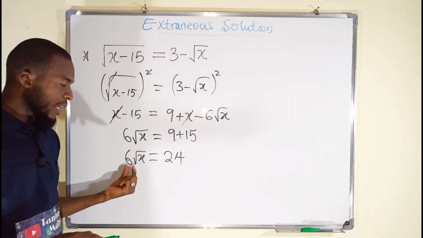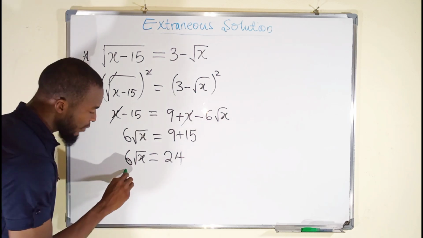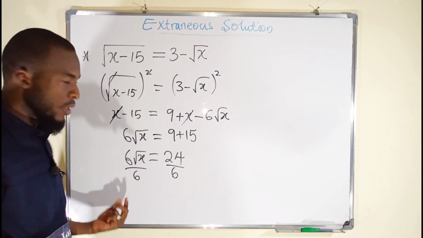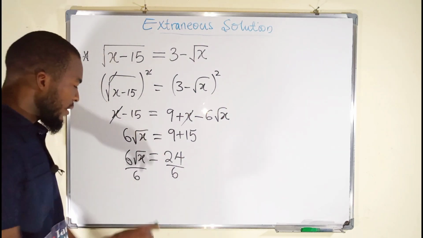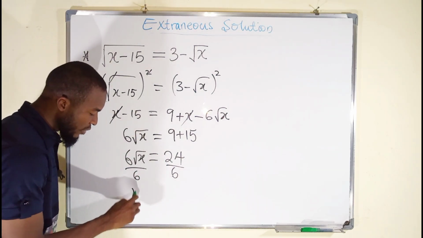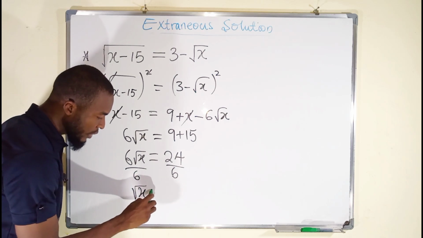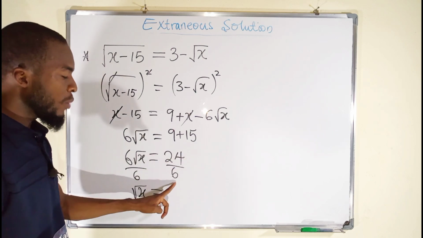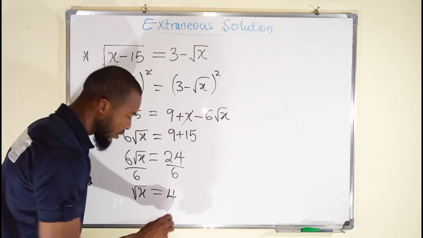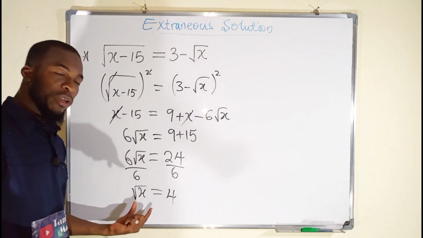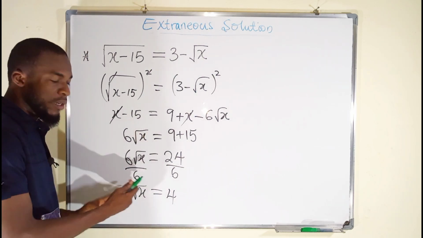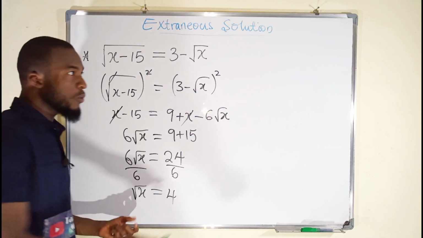We can divide both sides by 6. You know, whatever you do to one side, you have to do it to the other side. 6 will cancel 6, leaving only root x here. And this is equal to 24 divided by 6, which is 4. And lastly, we are looking for x, not square root of x, so we can square both sides. You know, squaring the left hand side will cancel the square root.